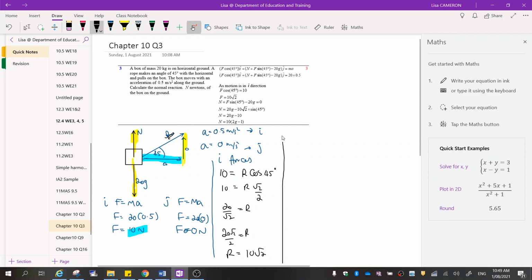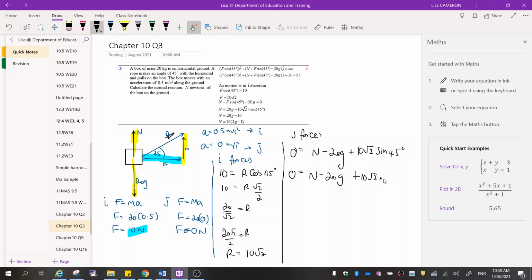So, j forces. They should all be equal to 0 because that's our force in the j direction. So 0 is equal to the normal force minus the weight force plus our R, so it's 10 root 2 sine of 45 degrees. So that means that 0 is equal to N minus 20g plus 10 root 2 times root 2 on 2. Now, these two would turn into a 2, and then they'll cancel. So I'll be left with 10.